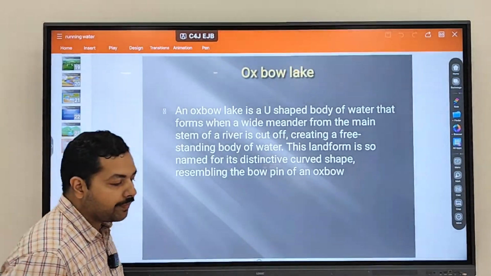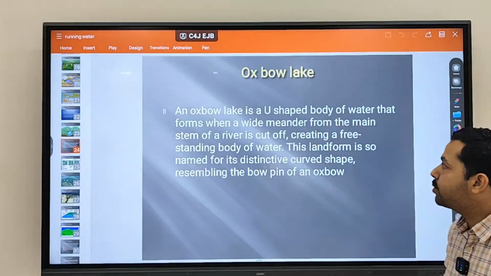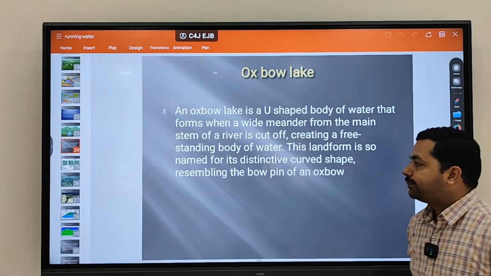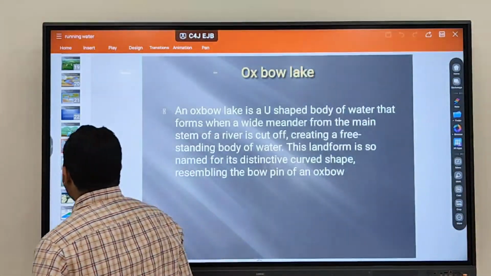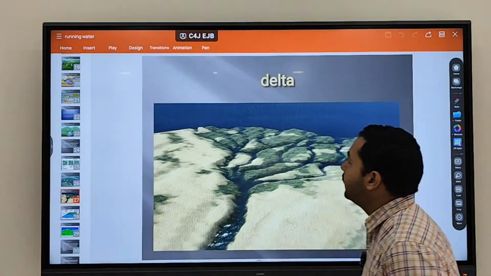So this is what you are finding with regard to Oxbow Lake. It is a U-shaped body of water that forms when a wide meander comes off from the main stem of a river. Fine. Now the next comes your delta. Another thing that you are finding in the lower course is deltas.